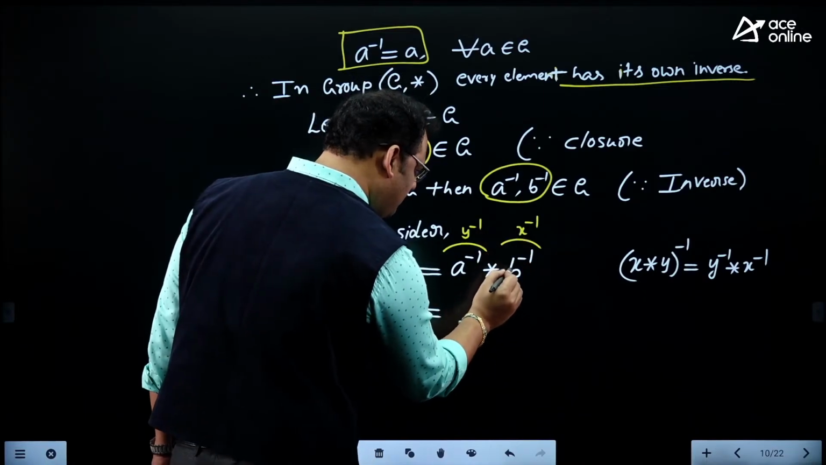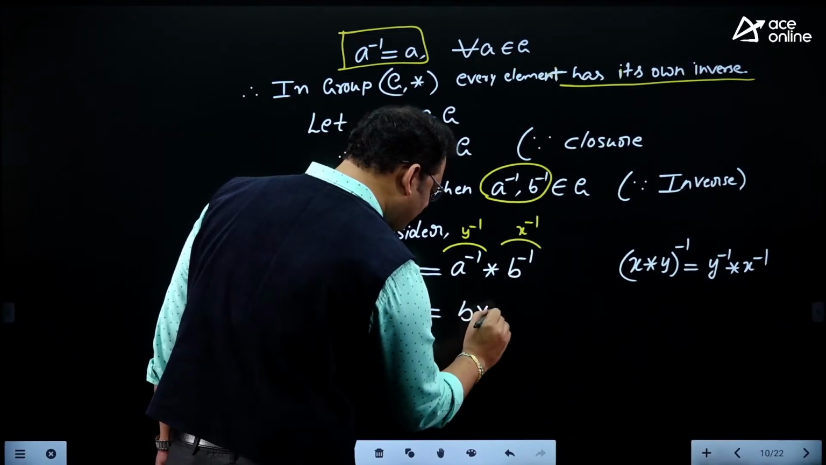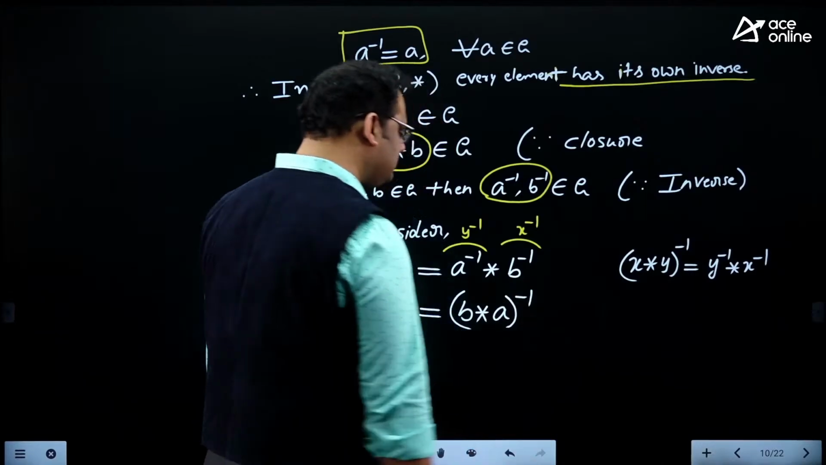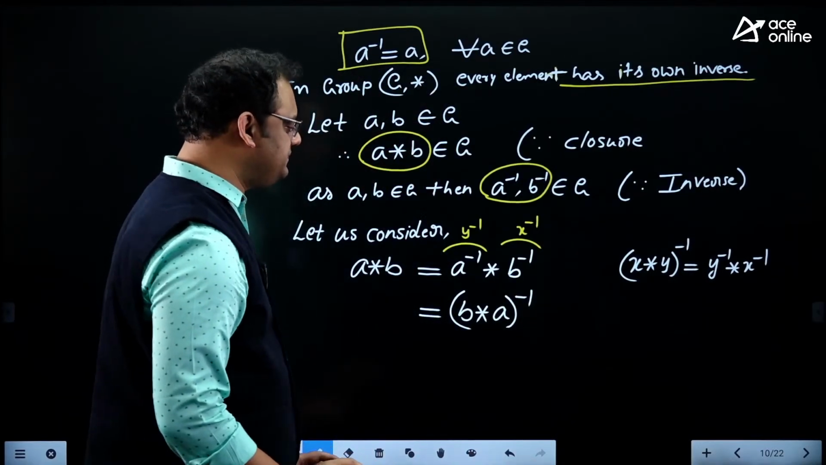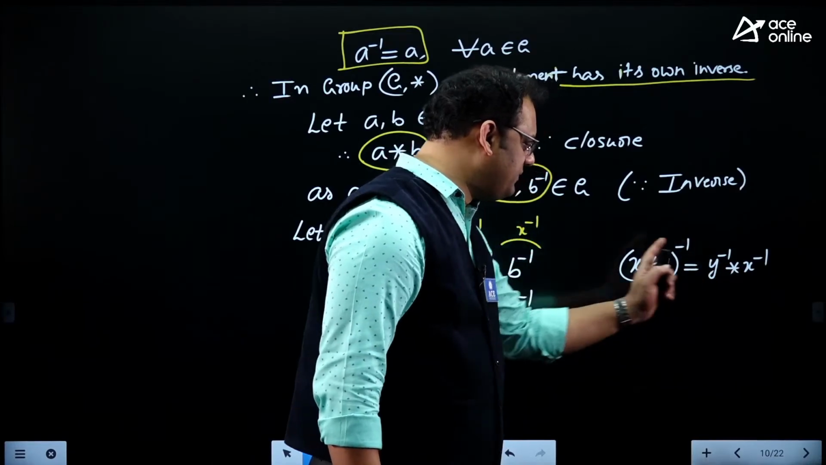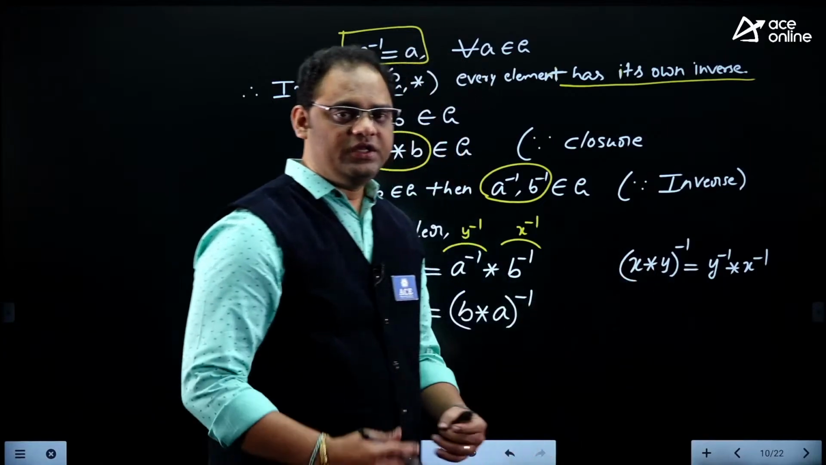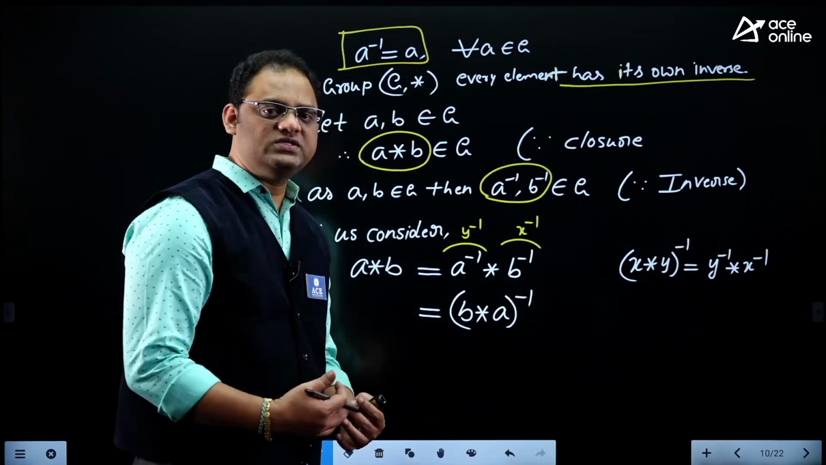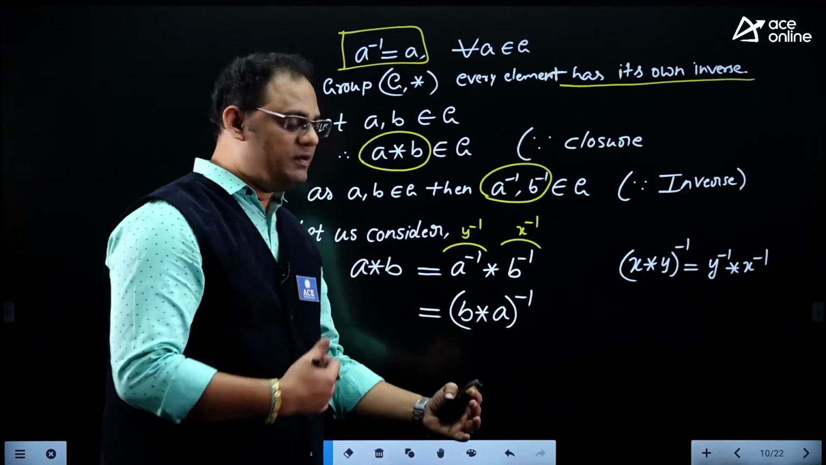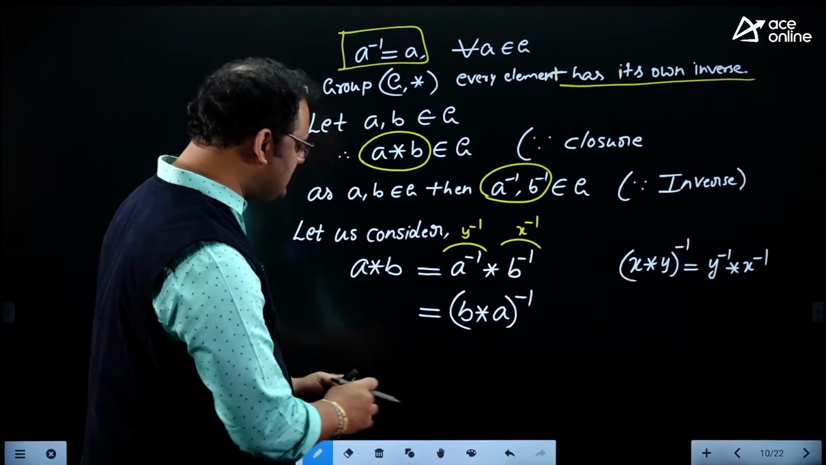X is nothing but B. B is acting as X. B star A whole inverse. Is the point clear? We have Y inverse, X inverse. From that I write X inverse, X into Y whole inverse. The inverse of the product of two elements is equal to the product of the inverses of their elements, which appear in reverse order, right? Sir, here we got B star A.